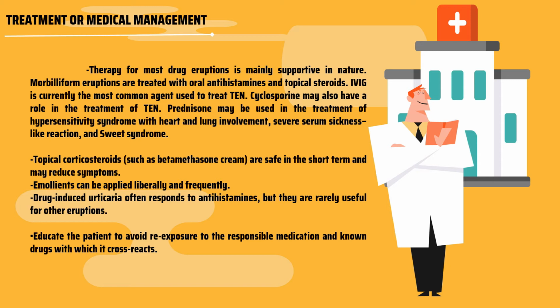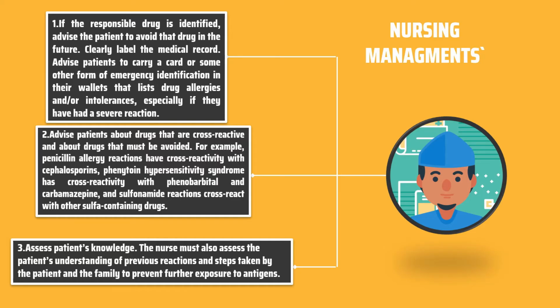drugs with which it cross-reacts. Nursing management: if the responsible drug is already identified, advise the patient to avoid that drug in the future. Clearly label the medical record, and advise the patient to carry a card or some other form of emergency identification in their wallet that lists the drug allergies or intolerances, especially if they have had a severe reaction. Advise patients about drugs that are cross-reactive and about drugs that must be avoided.